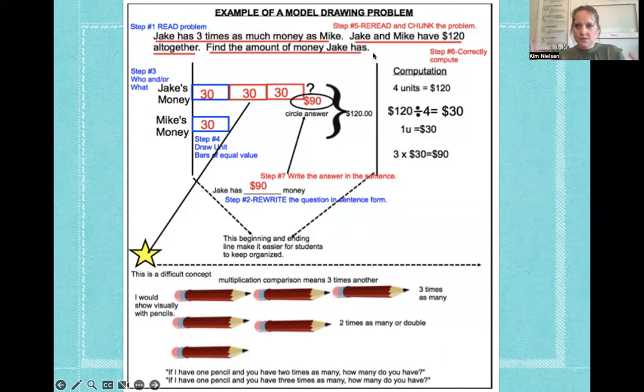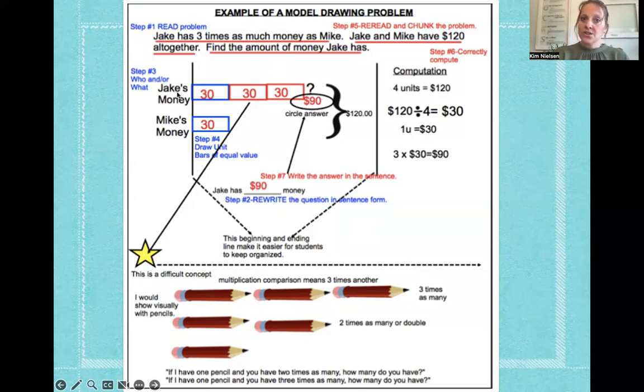And so that can seem like, what am I actually doing? What do I need to know? And so again, they're going to write this question. What am I actually looking for? Jake has blank money, right? That's what I'm looking for. So that's step number 2. Step 3 was the who or the what.